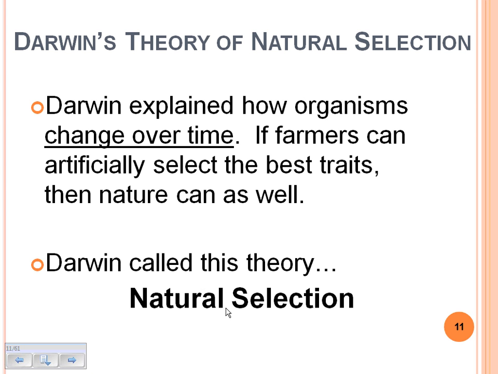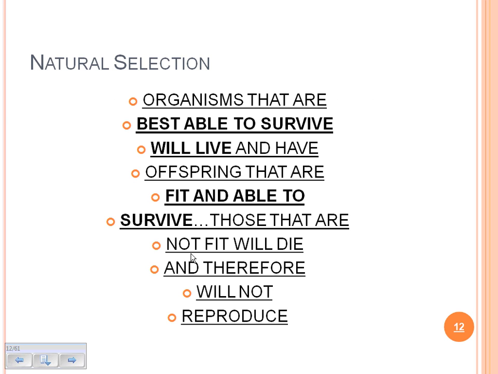And that's what the idea of natural selection is. Organisms that are best able to survive, those traits will be chosen, and have offspring that are fit and able to survive. Those that are not fit will die, and therefore they will not reproduce, and those traits will not be carried on to the next generation.